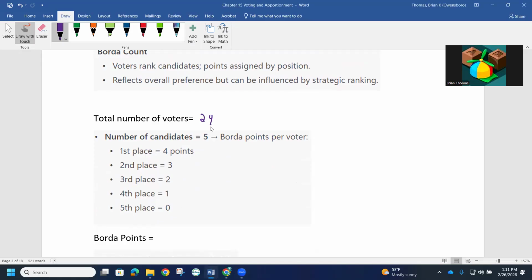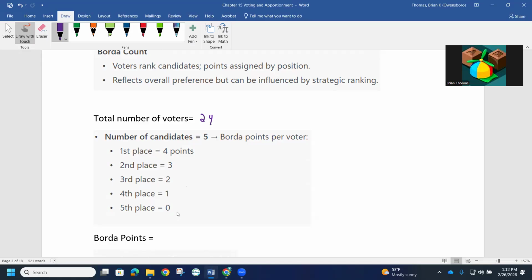Now what happens is we have to figure out how many Borda points are available. Since there are five candidates, the fifth place candidate doesn't get any points. The fourth place candidate gets 1 point. The third place candidate gets 2 points. The second place candidate gets 3 points, and then the first place candidate gets 4 points. So notice how we start at zero and count up until we get to first place. So that's our distribution of points per voter.